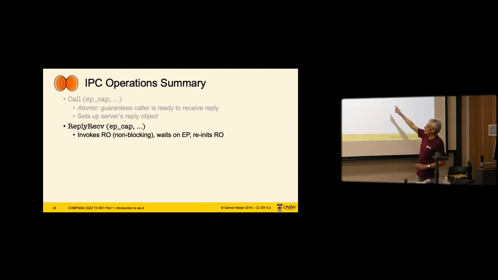And when the server replies on this, there's actually an argument missing, an important one. The reply object needs to be given, right? It needs two capabilities. It replies on the reply object and then receives on its endpoint. And once the reply object has been invoked in a reply-receive operation, it basically gets reinitialized, so it's worthless after that. Can only be invoked once. And then when the next request comes in, the kernel will reinitialize this reply object with a new return channel to the new client.